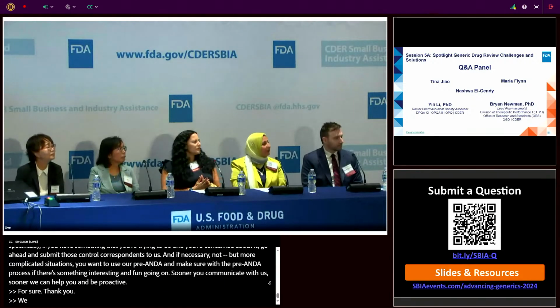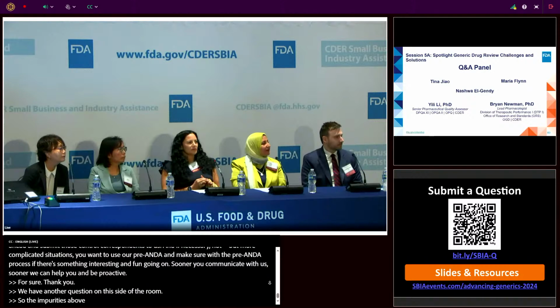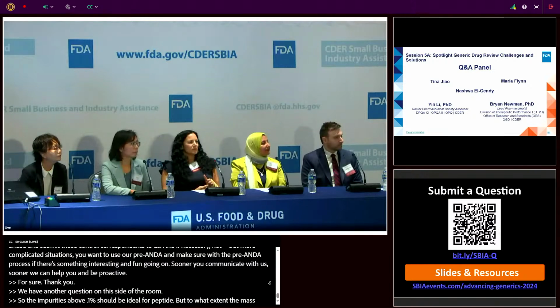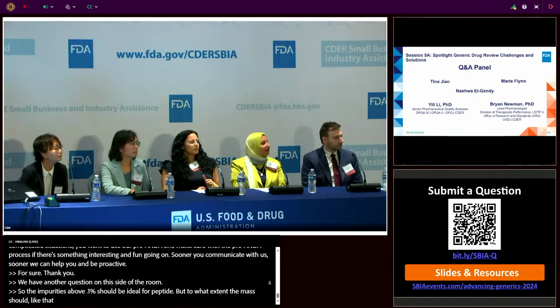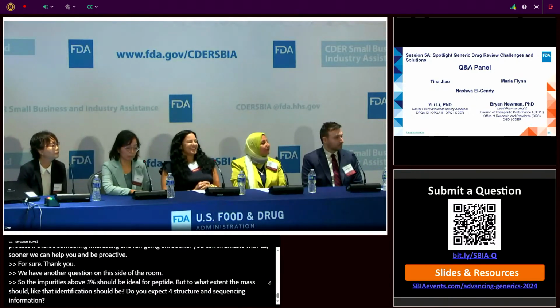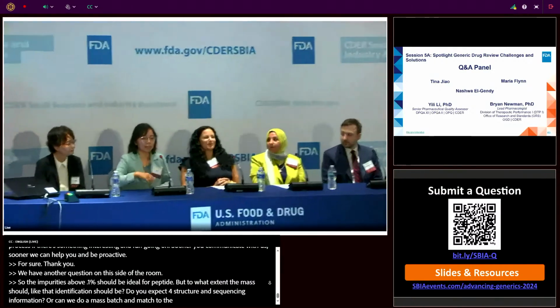Okay, so the impurities above 0.1% should be identified for peptide, right? But to what extent should the mass spec identification be? Do you expect full structure and sequence information, or can we just do a mass spec comparison and match to the RLD impurities? Oh, yes.